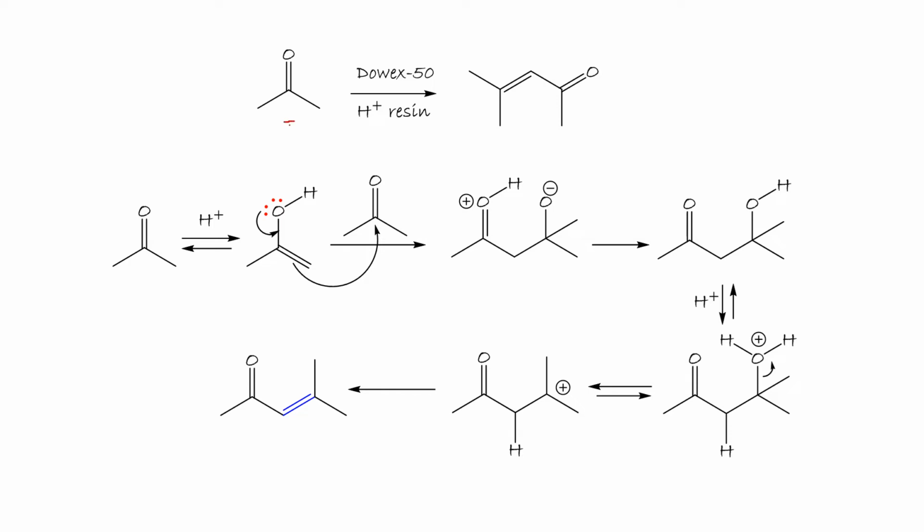If we have acetone treated with Dowex 50 H plus resin, it gives the alpha beta unsaturated ketone. The first step is enolization using acid as a catalyst to form enol, which attacks the carbonyl carbon, forming this species, minus H plus, to give that structure, beta hydroxycarbonyl, which again is protonated on this oxygen, followed by elimination of water to form a carbocation, then loss of proton to furnish the alpha beta unsaturated carbonyl.